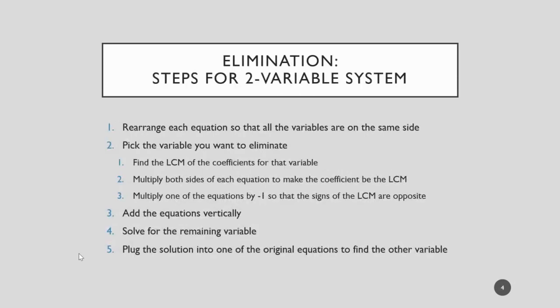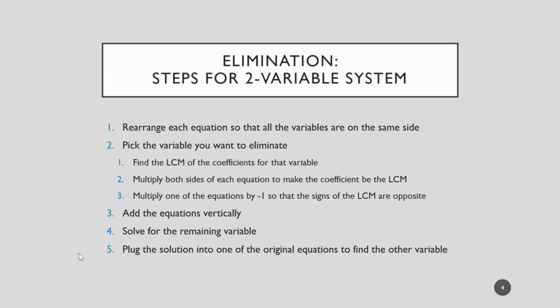So when you have a two variable system, these are the steps for the best way to use elimination. It's worded a little differently than the text. I try to put it in words that make sense to me. So first, you need to make sure that each equation has x and y on the same side. If they're not on the same side, you need to rearrange them so that they are. You may not have x or y, you may have other variables, but they need to be all on the same side. Once you've done that, then you want to pick which variable you want to eliminate or disappear, whether it's x or y.